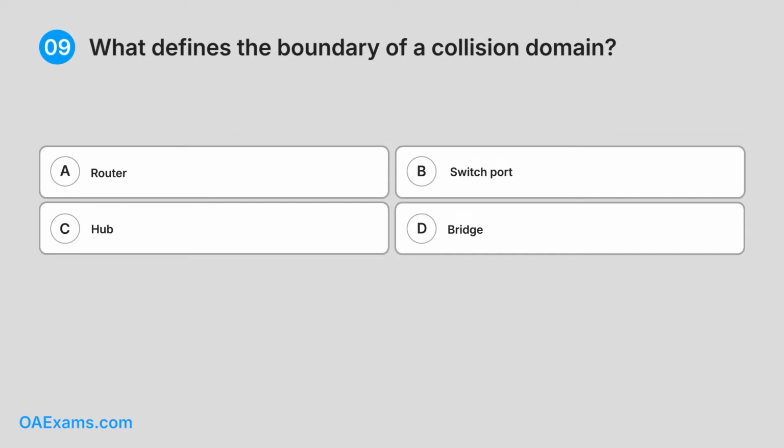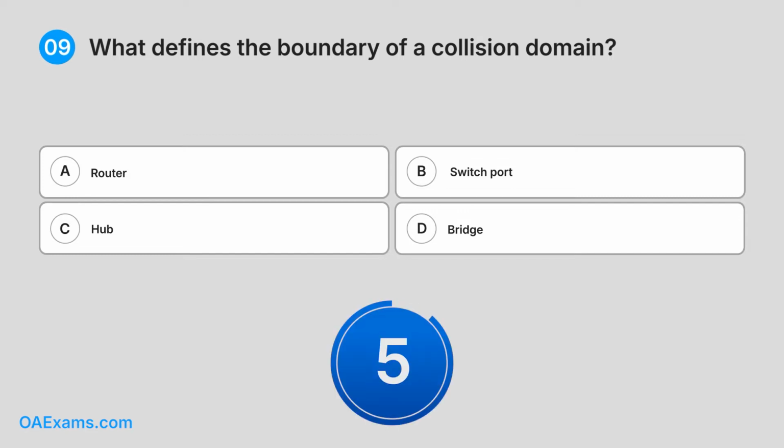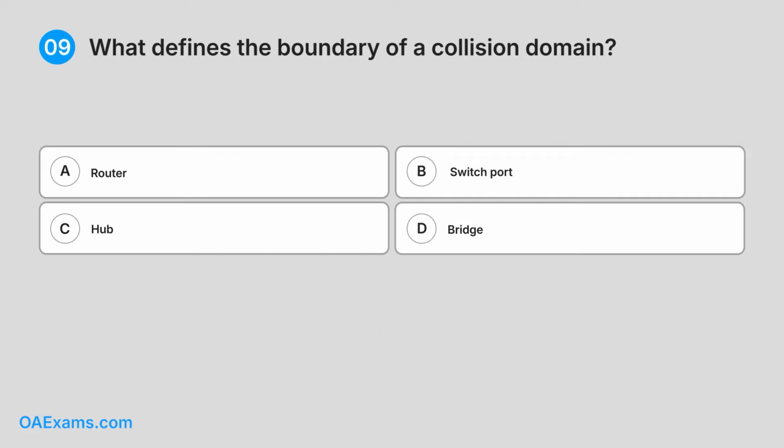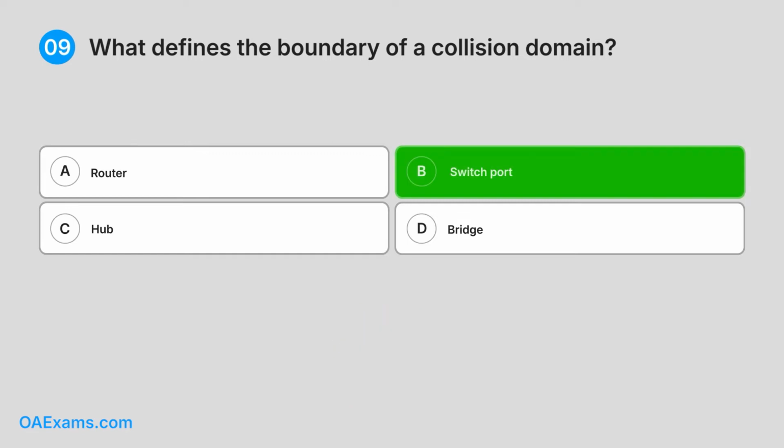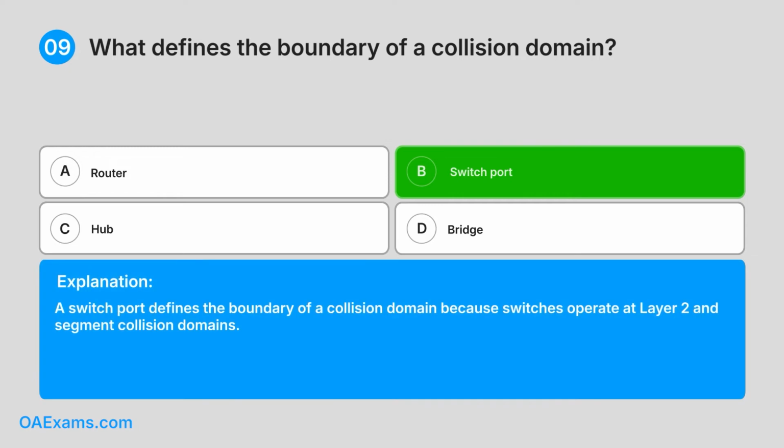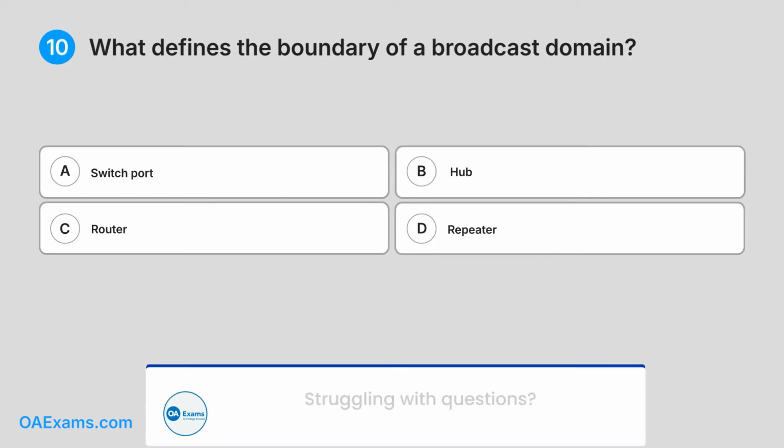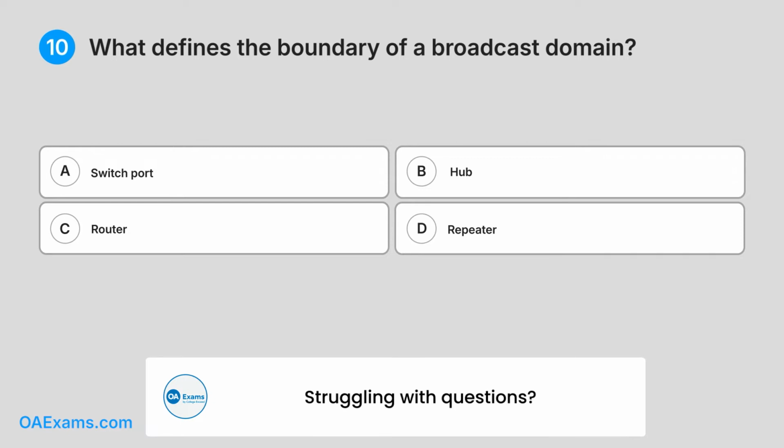9. What defines the boundary of a collision domain? A. Router. B. Switch port. C. Hub. D. Bridge. Can you guess the answer? Correct answer: B. Switch port. Explanation: A switch port defines the boundary of a collision domain because switches operate at layer 2 and segment collision domains.